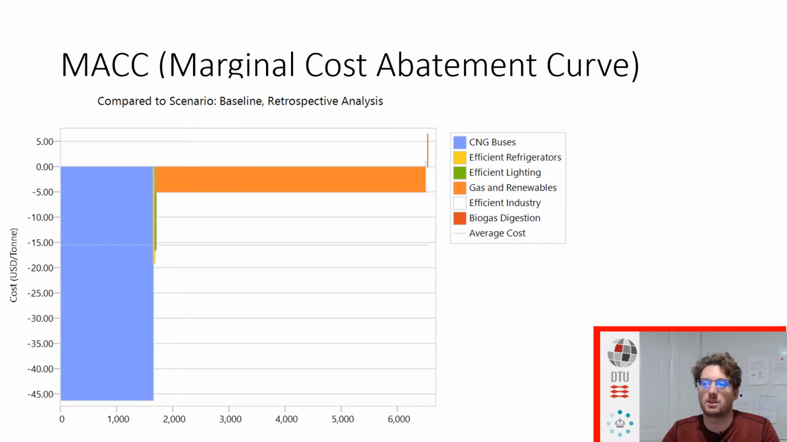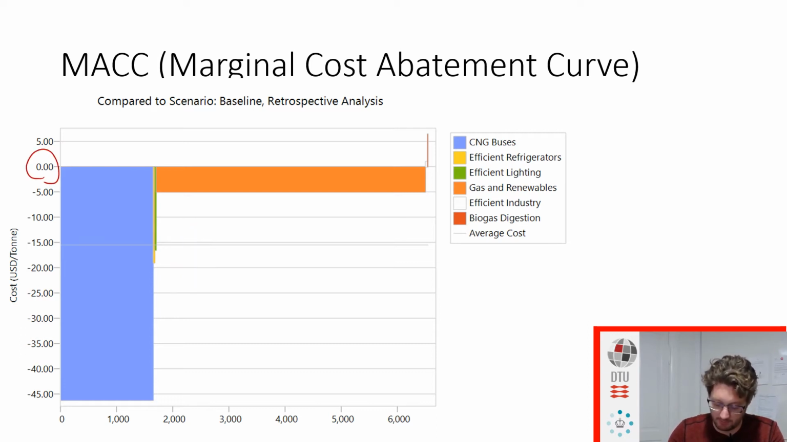MACC curves are marginal cost abatement curves. These are originally from McKinsey reporting, but are a practical tool to show policymakers the different effects of our different policies in terms of abatement of, for instance, greenhouse gases or PM2.5 or similar, compared to their cost. So it is basically this chart of squares where the vertical axis, depending on where you are, has 0 here in the middle.